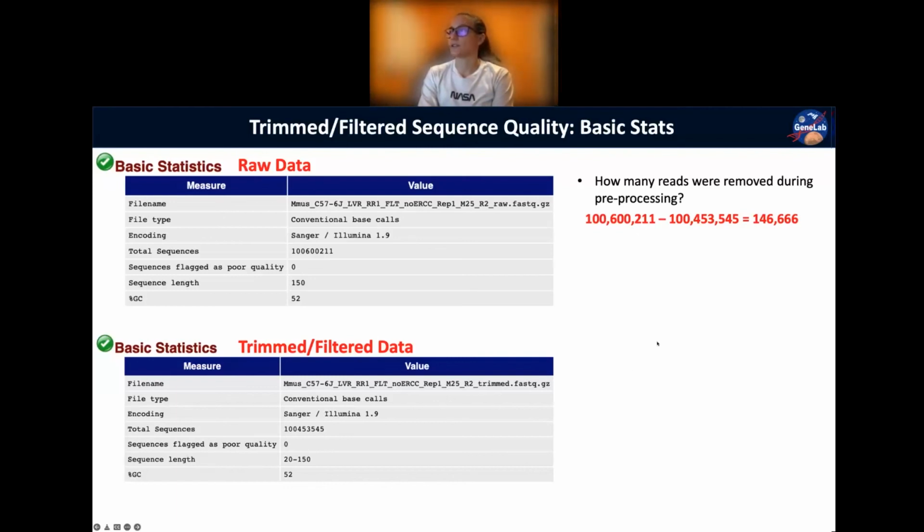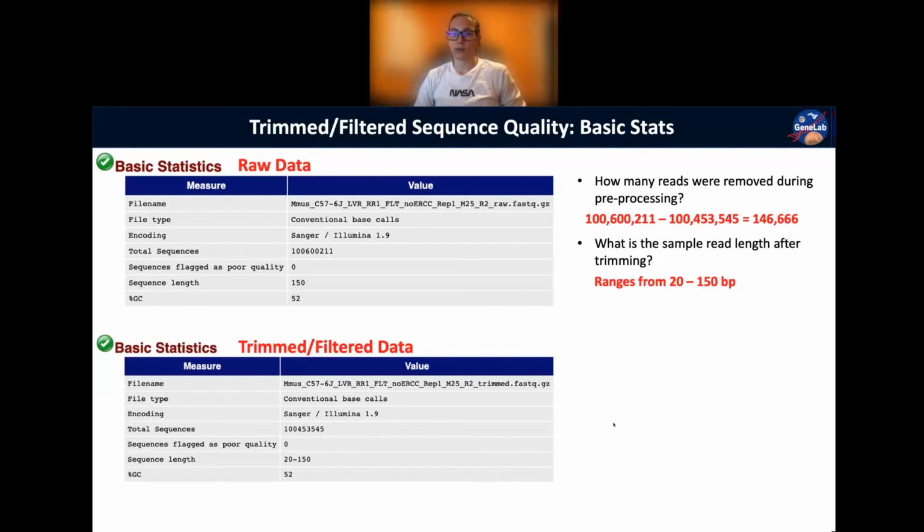So yeah, roughly 150,000. What's the sample read length after trimming? Yeah, Susie Mark, that's right. We see that right here in sequence length. Notice now that after we trim, there's a range. And the range is from 20 to 150. Why does it go from 20 to 150? Why is that the range?